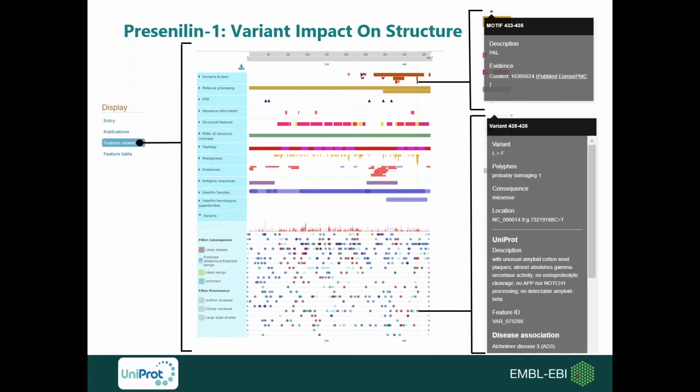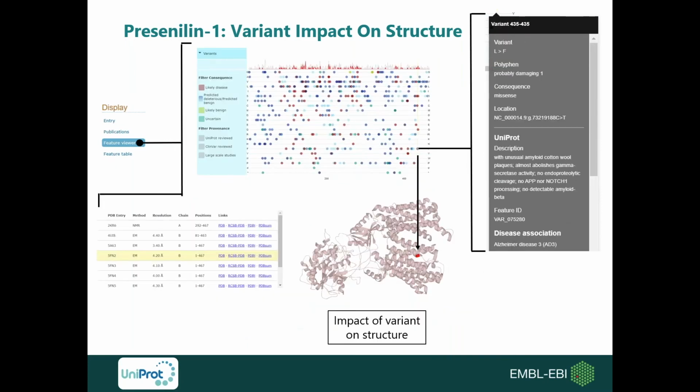If you're interested then how the variant might impact protein structure, you are able to see published 3D structures of proteins in the feature viewer. Published 3D structures are imported from PDB, and you can select your structure of interest in the table to the left, and the protein structure is displayed, where the variant amino acid is highlighted in red, thereby showing you a potential impact on protein structure formation. And this information might be of interest for researchers involved in drug development.